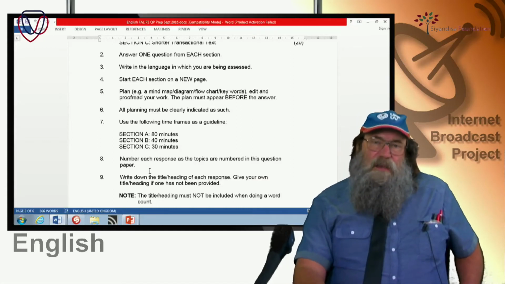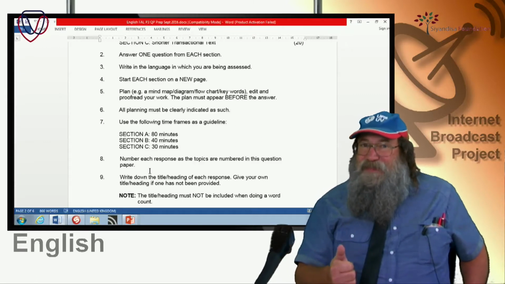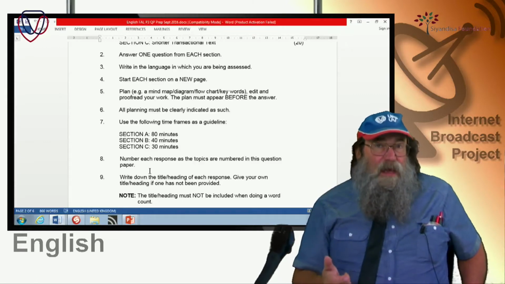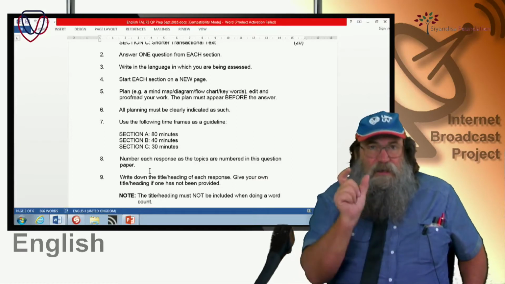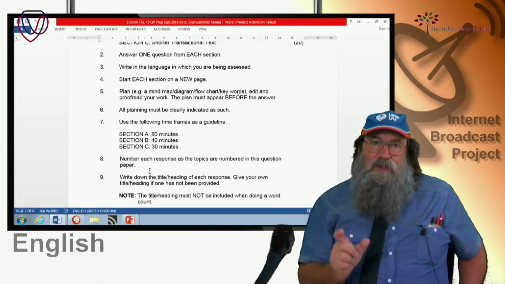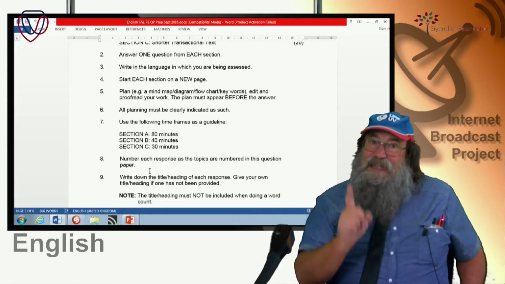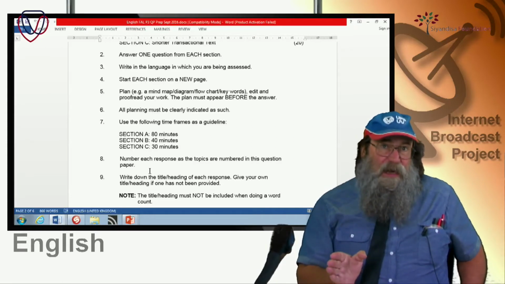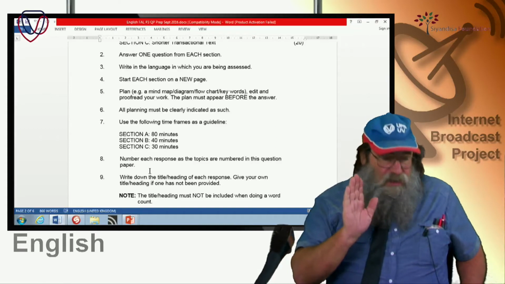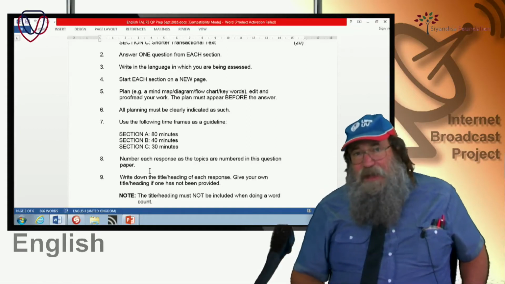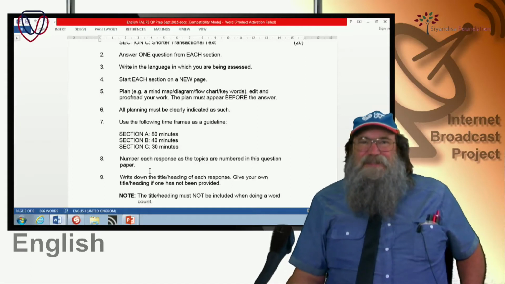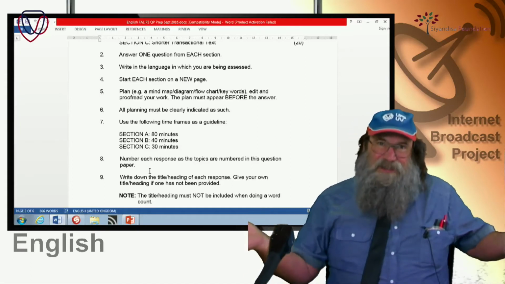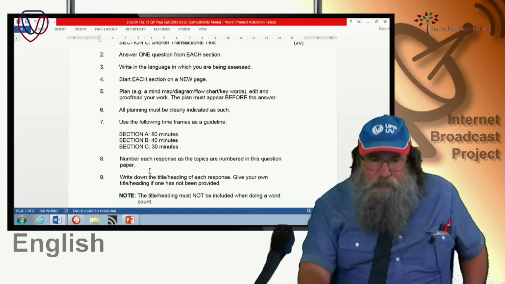Please make sure that you include both the number and the title above, first, your planning, and second, your final neat draft of your essay as well. The more the merrier. It's just to make life easier for the marker. And remember, what does a happy marker do? A happy marker gives you more marks because the work is enjoyable.